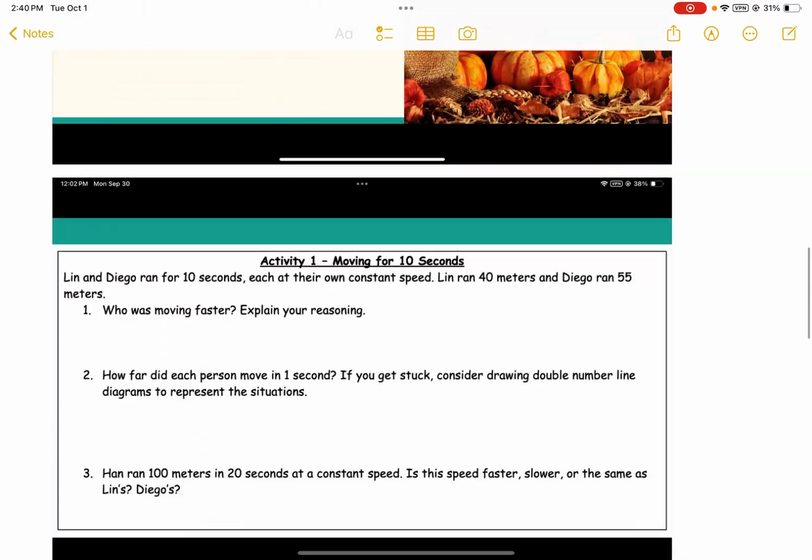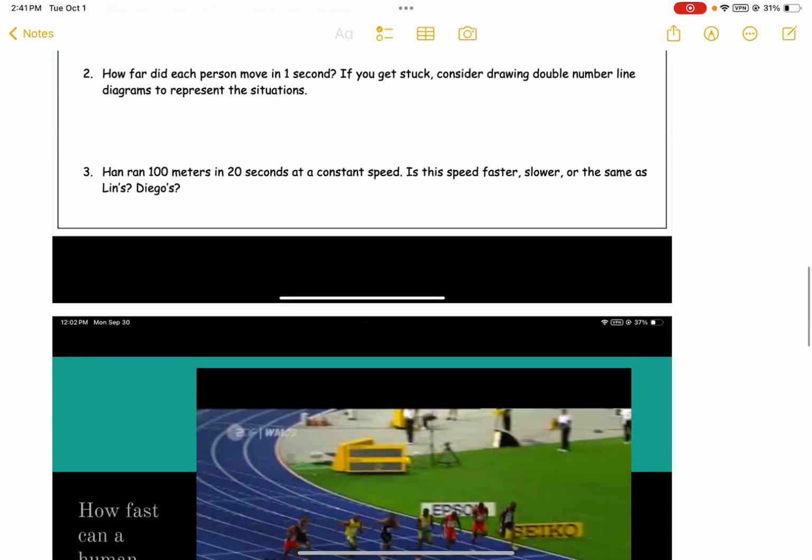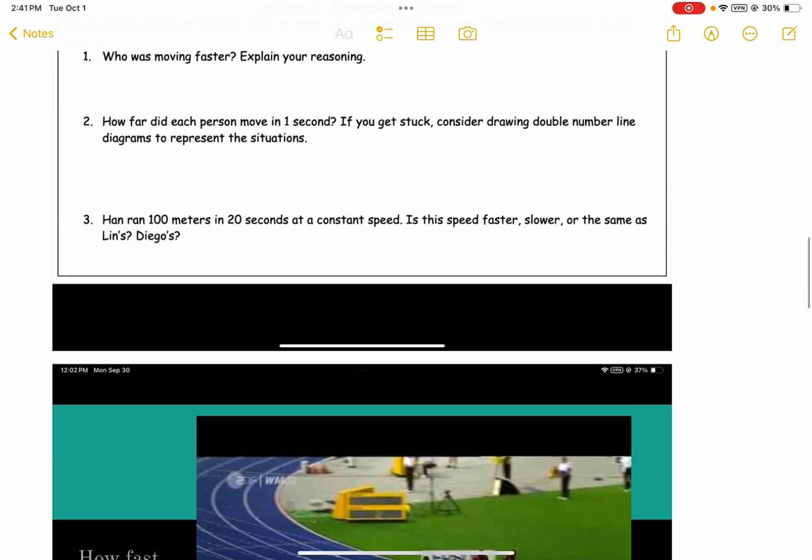I'm going to move on to our first activity. So moving for 10 seconds. Just under 10 seconds is the world record for the 100-meter dash. So some people can move very far in 10 seconds. However, most of us can't move as far, right?